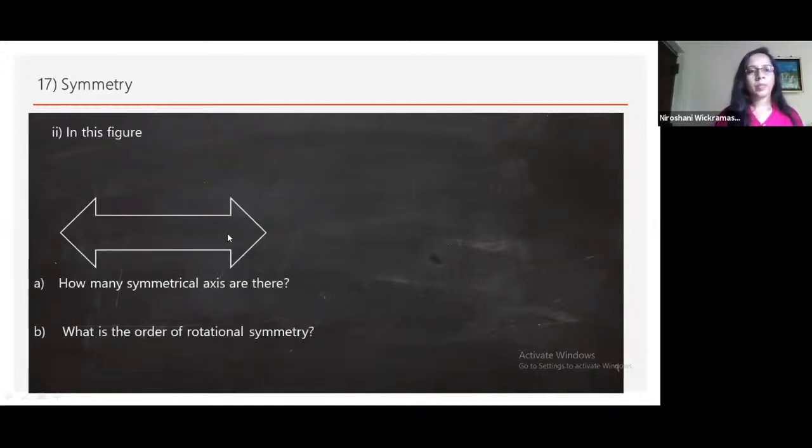Next one. In the figure, how many symmetrical axes are there? It is clear for you. Through this axis, you can cut and you can get 2 equal halves. And even through this point. Right. Then how many symmetrical axes? There are 2. What is the order of rotational symmetry? The order is also 2.